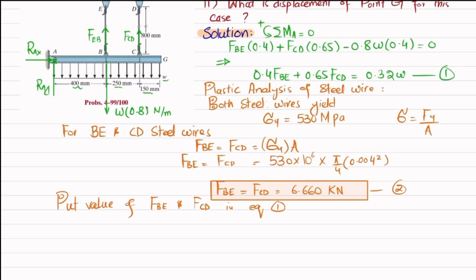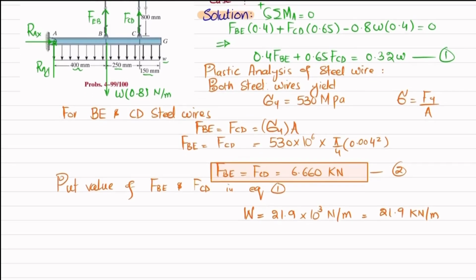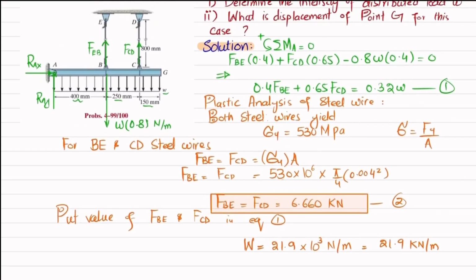So when you put in the value, you will get this W. I am not going to put it in because this is a very easy step. So you will get 21.9 × 10^3 Newton per meter, or you can also convert it, which is equal to 21.9 kilo Newton per meter. Now you have this value. So what we are going to do is find the displacement of this point B.